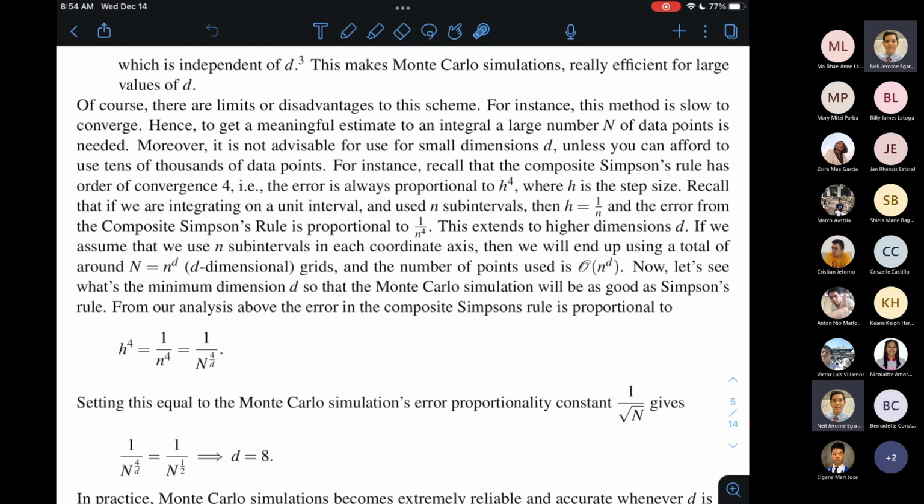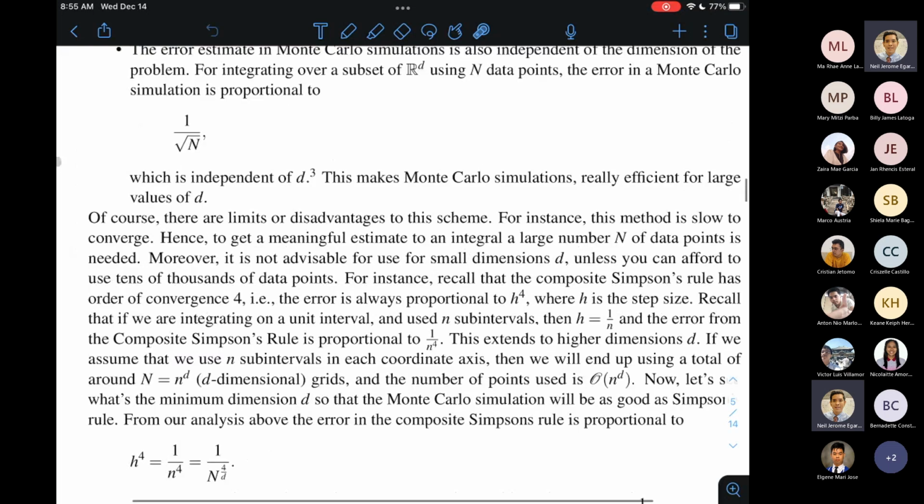So ito yung error constant dun sa Simpson's rule. Meaning, in a composite Simpson's rule, the error term is a big O of h to the fourth. But if you are in D dimensions, yung error mo ay magiging 1 over capital N raised to the 4 over D. Kasi si capital N ay number of points. So, i-raise mo siya sa 4 over D to get essentially what little n to the fourth is. Okay. So, ito yung error bound o ito yung asymptotic error bound para sa composite Simpson's.